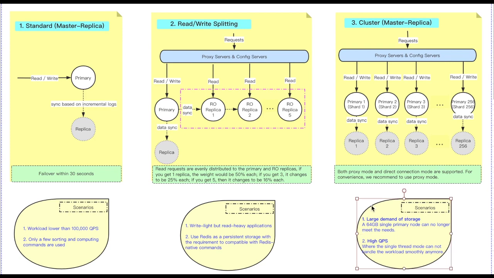Well, when it's necessary to use a cluster, since there are a lot of enterprise features integrated, we recommend you use Tair cluster instead of the cluster of Community Edition.